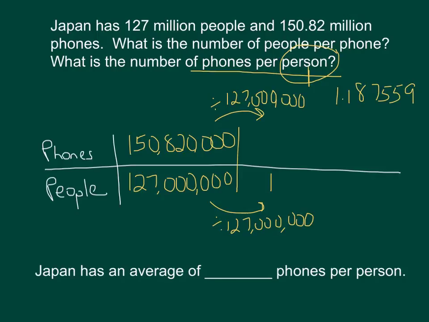And as always, I want to make it look like money, so I go 2 decimal places and draw my line. This 7 tells me what to do with the 8. And anything that is 5 or more bumps the number up. 7 is obviously bigger than 5, so 8's going to bump up. So I'm going to end up with 1.19. So that means that Japan has an average of 1.19 phones per person.